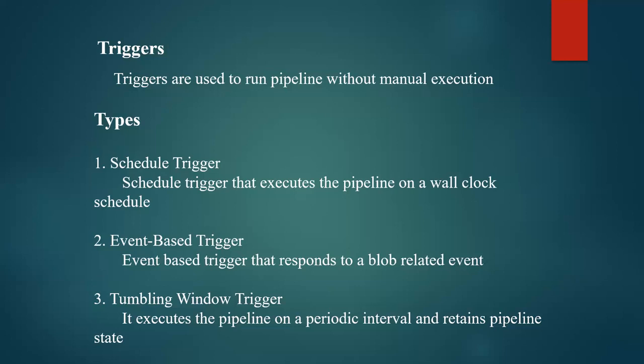But in that also we have three types of triggers. We have schedule trigger, event-based trigger, and tumbling trigger. Okay. Schedule trigger basically executes the pipeline on a wall clock schedule. Okay. So what it means is, for example, if you want to run a pipeline every 1 hour, or if you want to run a pipeline every day at 9 a.m. Same like an alarm. How we put an alarm every day at 7 a.m., it will automatically ring the alarm.